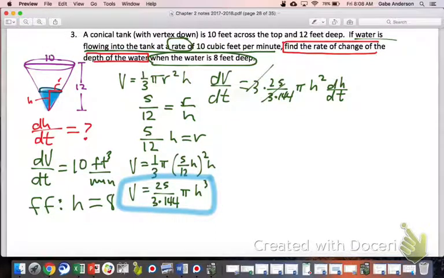So let's see here. dV dt we know from before is 10, so I'll put 10 right there. I've got 25 144ths pi. And then h, that's the freeze frame moment. H is 8, so 8 squared. And then dH dt is my unknown. So let's use the calculator. We got that pi in there. So we could write this in terms of pi, but let's take the easy button this time. 10 divided by that whole mess. Let's figure it out.